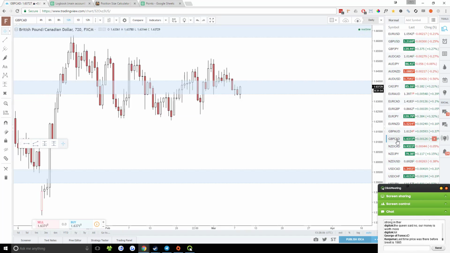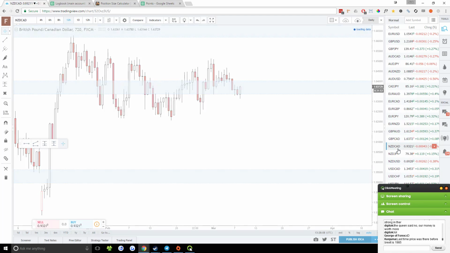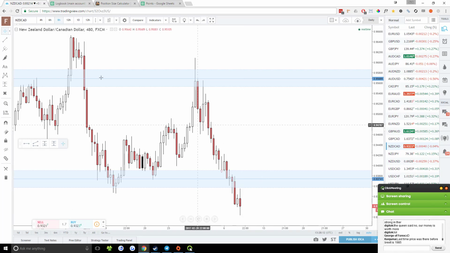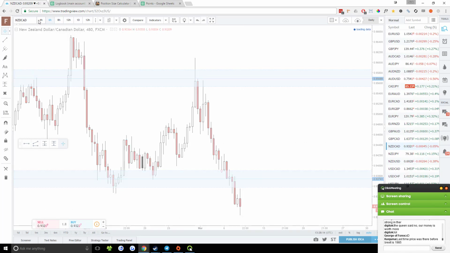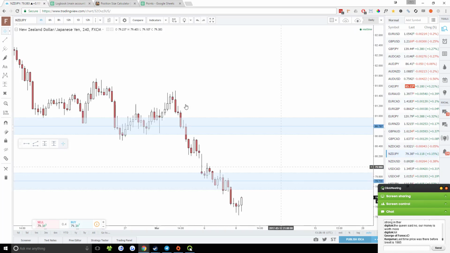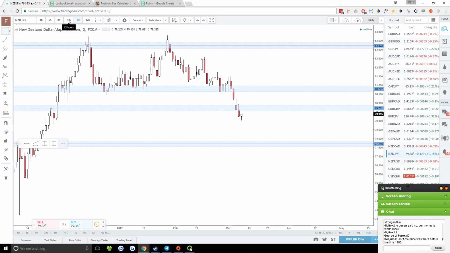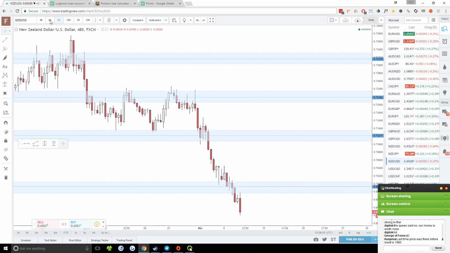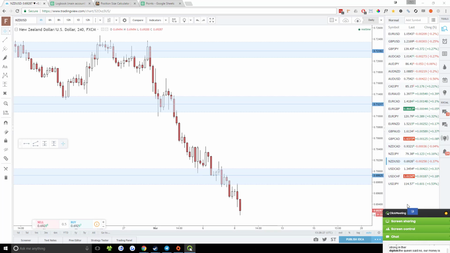What were we up to? Did we do GBP CAD? Yeah, we did. I think we're up to New Zealand CAD. All right, New Zealand CAD. Another one of those that we were going to take yesterday, but it never triggered. New Zealand JPY, another one that we were going to take, but never triggered. And New Zealand USD, same thing. We've already gone through these at the start of this analysis, so we could just skip through them.